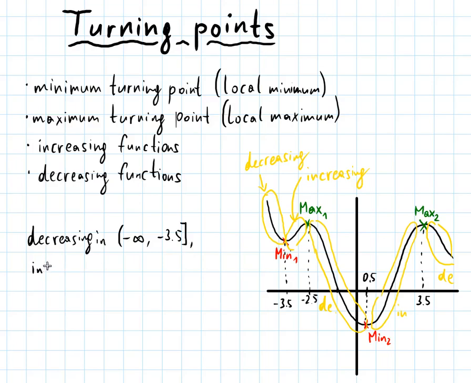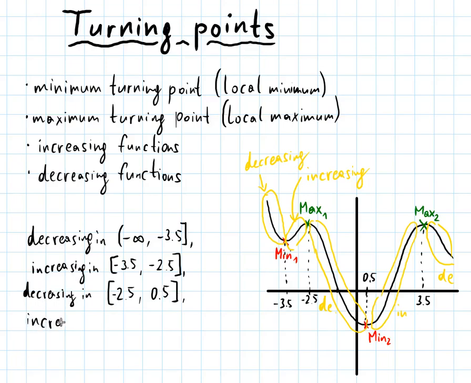It would be increasing in the interval from -3.5 to -2.5, decreasing again in -2.5 until +0.5, and increasing in 0.5 to 3.5, and decreasing again in 3.5 to +infinity.